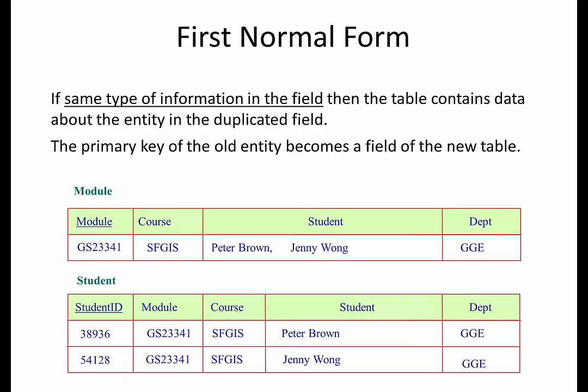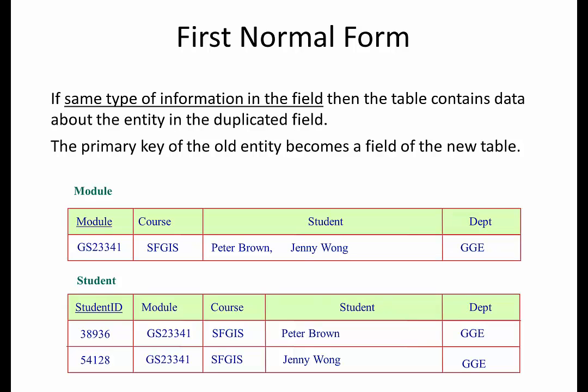However, sometimes you get, and this is perhaps the more classic example, the same type of information in the field. Okay, so in this case, we've got module, GS, whatever it is, course, student, and it's a comma-enumerated list of students on the course. Okay, department GGP. So this is not in first normal form, as there is more than one item of data in a field. So we need to break it apart.